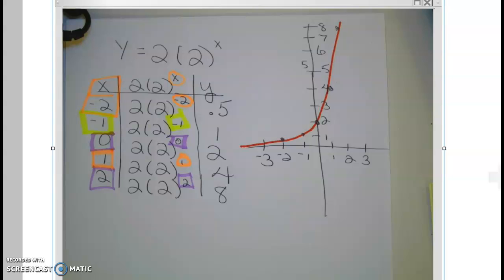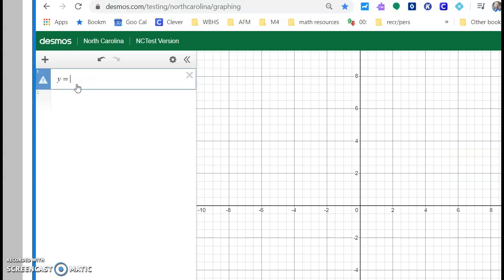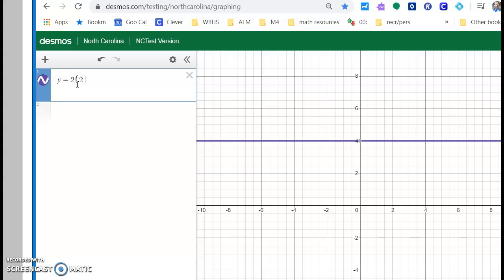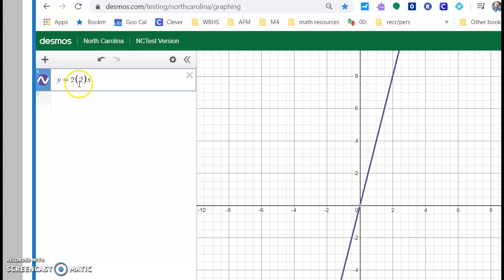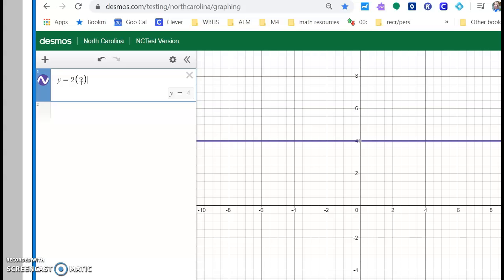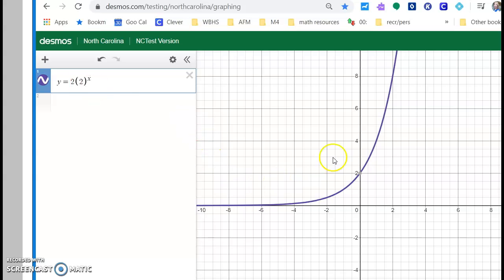Now I'm going to show you how to do this on Desmos, and you're going to love this, so give me a sec. Okay, so I'm going to type in y equals 2 times 2 raised to the x. Whoops, didn't get the raise. Raised to the x. There it goes. Okay, so you can see their graph looks exactly like my graph.